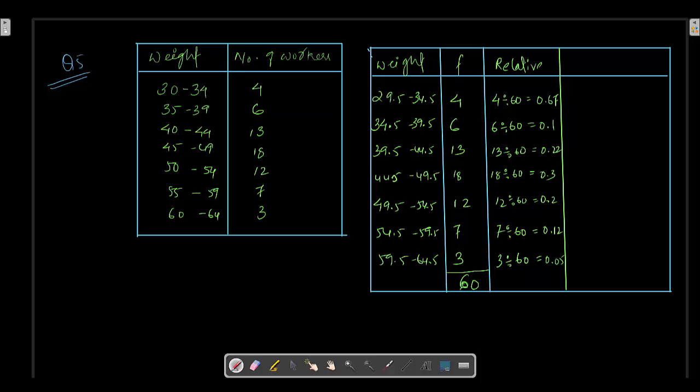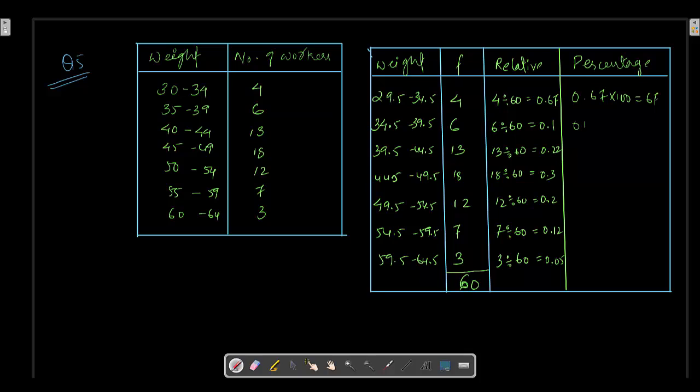This is how we calculate the relative frequency distribution. You divide each frequency by the total sum of frequency, and then you get the relative frequency distribution. Now the percentage frequency distribution. If you have not calculated relative, you divide 4 by the total frequency and multiply by 100. But since we have already calculated relative, we can just take 0.67 times 100, and that way you get 67%.